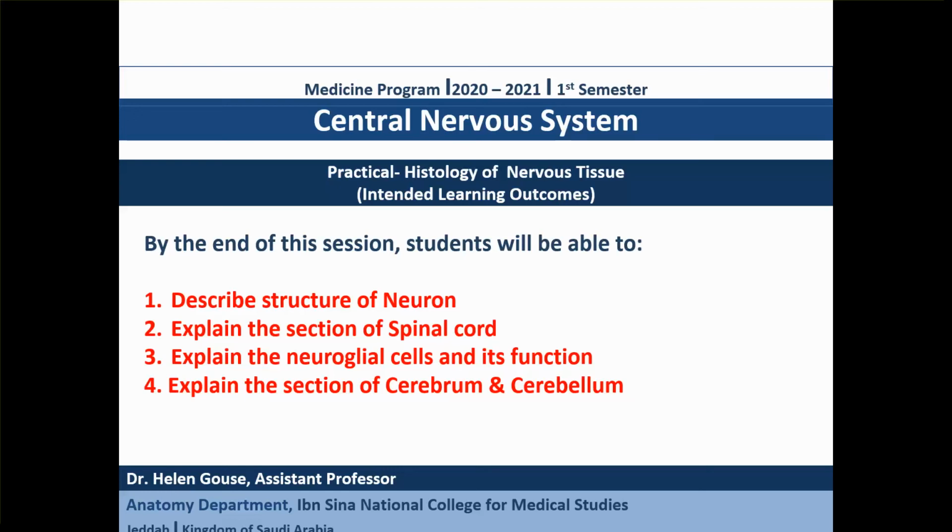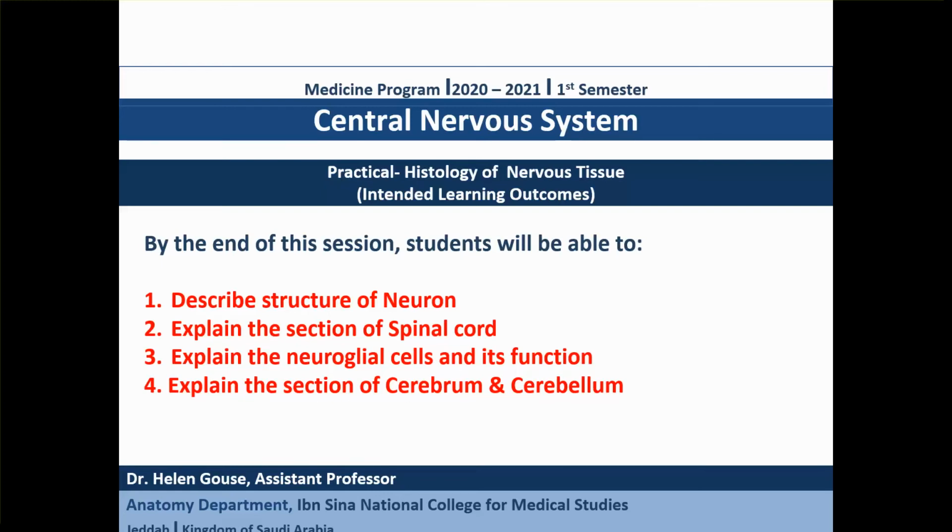Hello dear students, today we will discuss the histology of the nervous tissue. We will see the description of the structure of the neuron, explanation of the section of the spinal cord, explain the neuroglial cells and their function, and explain the section of the cerebrum and cerebellum.